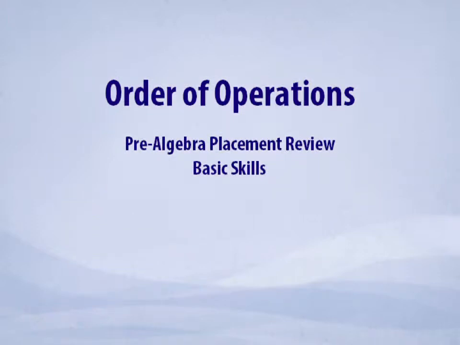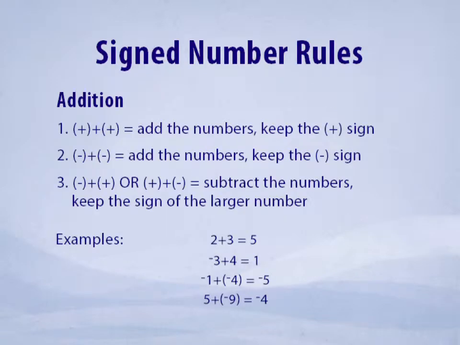Now that we've talked about order of operations in PEMDAS, we're going to continue our lesson with signed numbers. When adding signed numbers, we have to remember that when we're adding two positive numbers, our answer will be positive. When adding two negative numbers, our answer will be a negative number. But when we're adding a negative number to a positive number, or a positive number to a negative number, we have to subtract the numbers and keep the sign of the larger number.